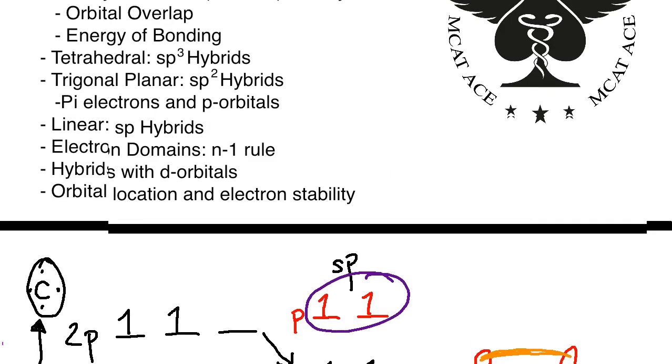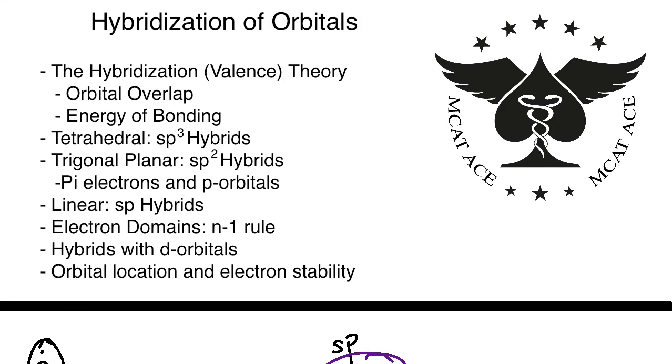All right, so let's go back up and take a look at this list here. We've now covered and hopefully should understand the general theory of hybridization and what's going on, orbital overlap, and the energy bonding. We've talked about sp3, sp2, and linear with the sp hybrids. We understand pi electrons and that they must occupy p orbitals in order to form those pi bonds.